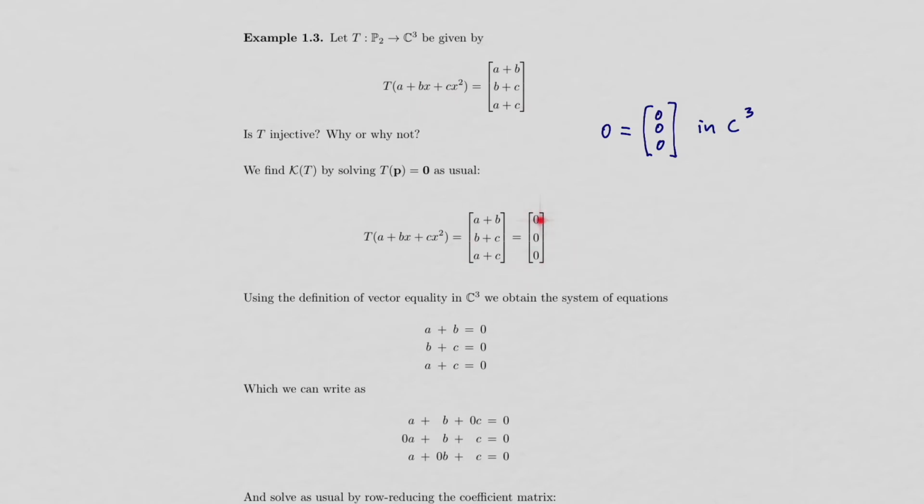Then what we have here is a vector equation. We use the definition of vector equality to write a system of equations. If these two vectors are equal, that means this component has to equal this component, and this one equals this one, and this one equals this one. We can write this system of equations like this, including an a, and b, and a c term in each of the equations. And now we've got a system of 3 equations and 3 variables, and we can solve by row reducing the coefficient matrix.